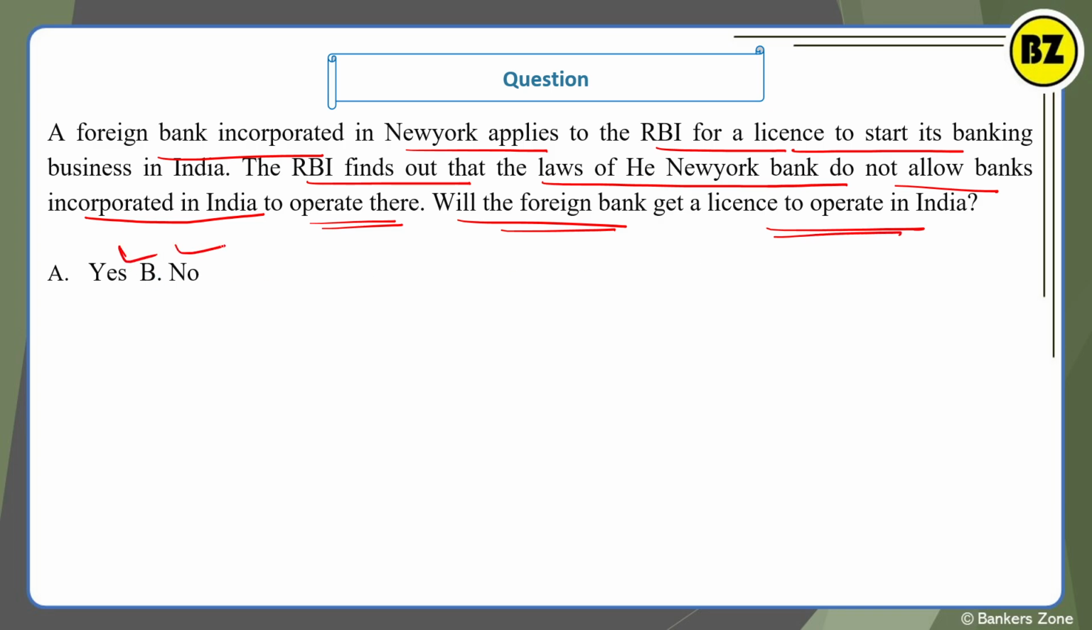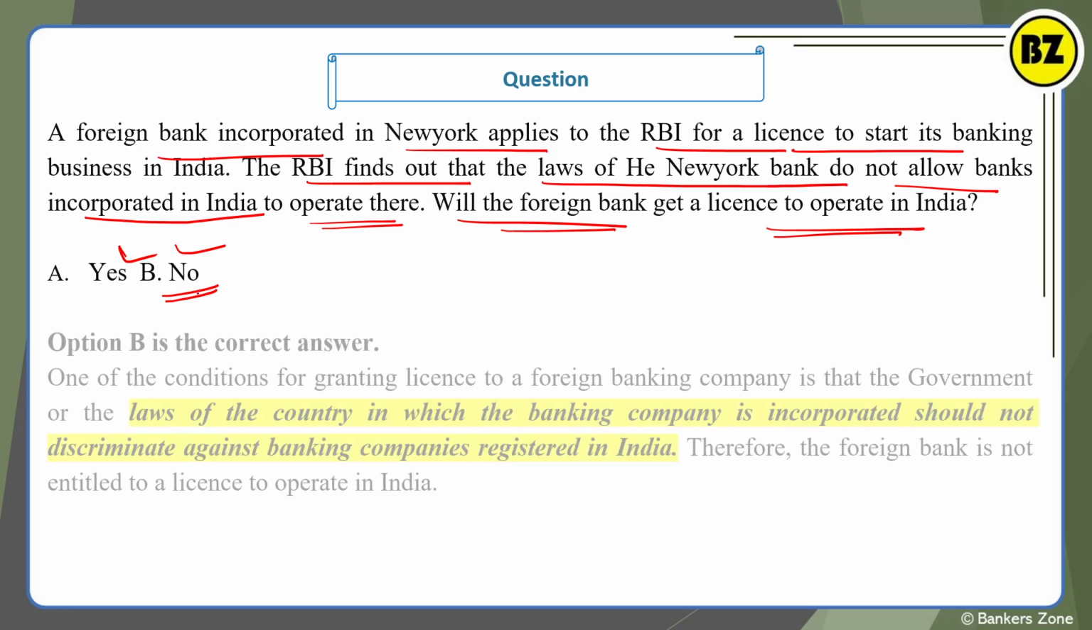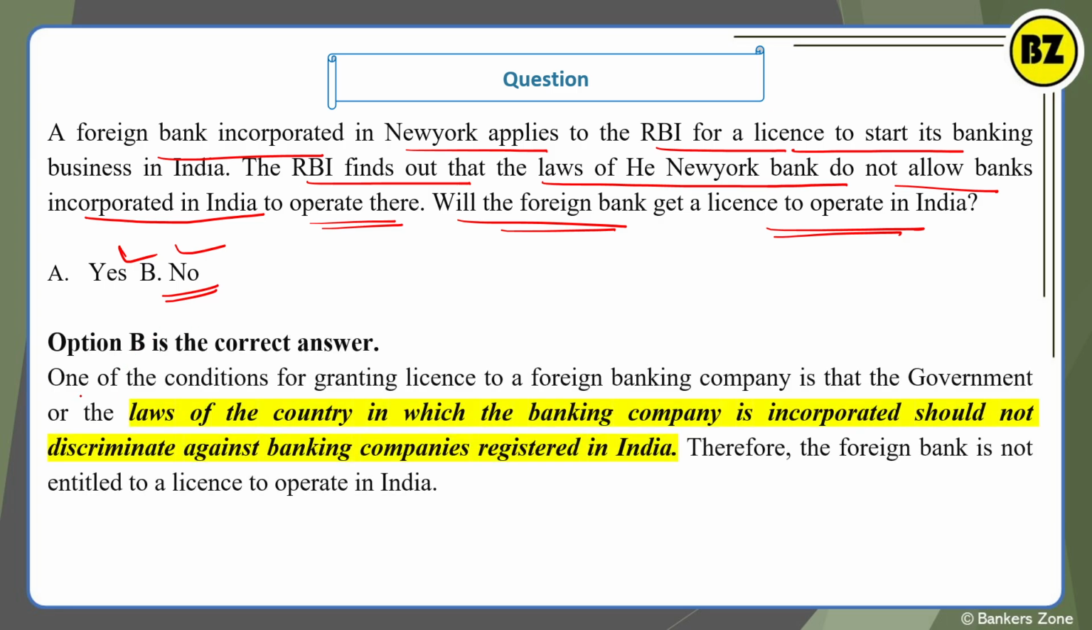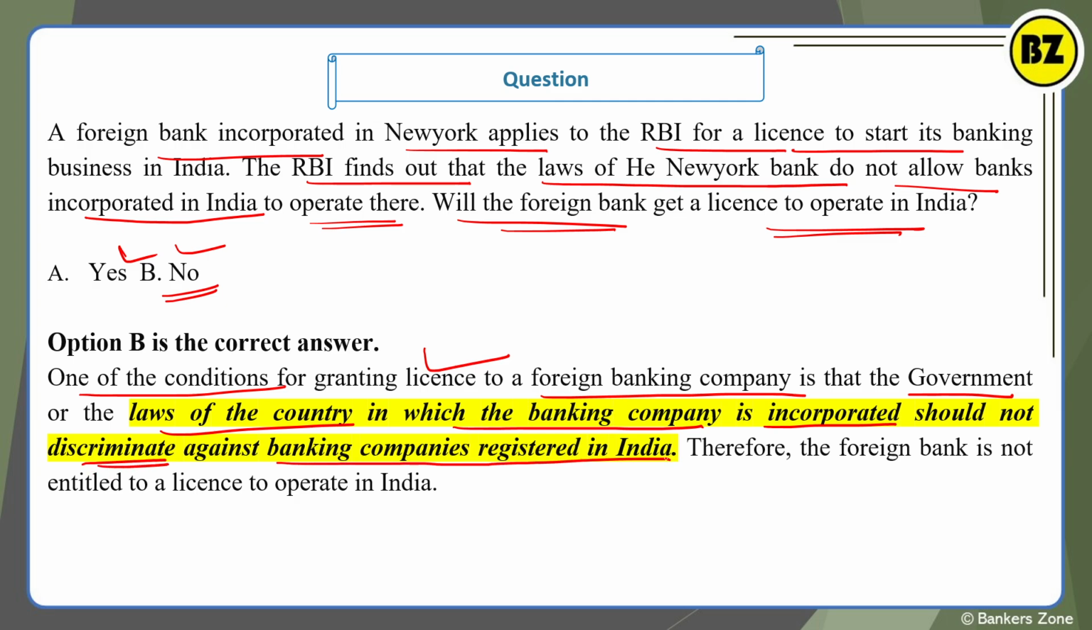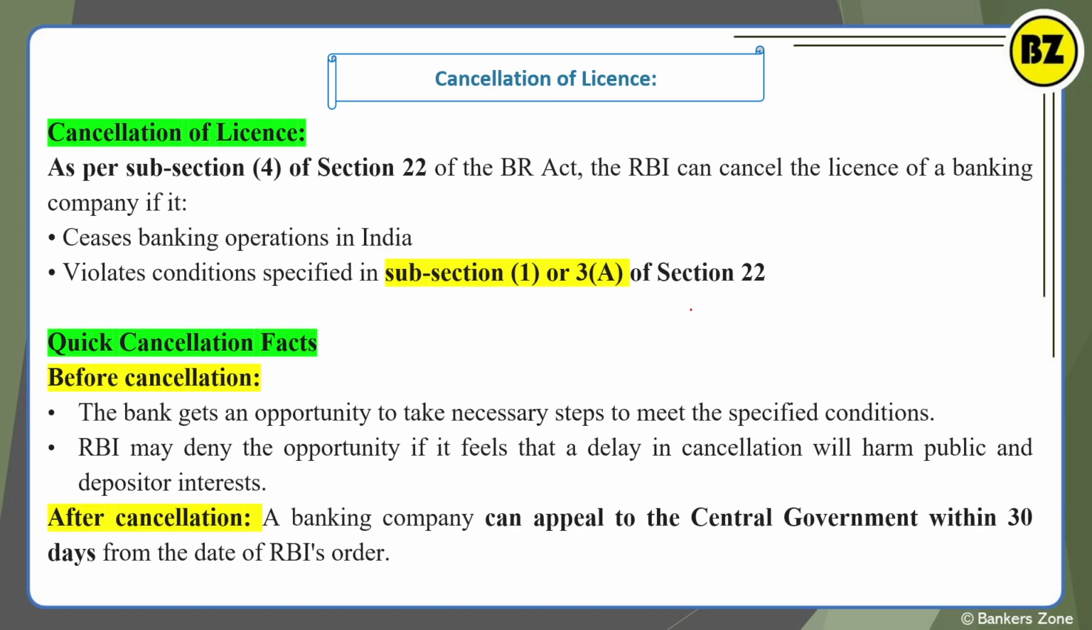Yes or no? The correct option is again no, because one of the conditions for granting a license to a foreign banking company is that the government or the law of the country in which the banking company is incorporated should not discriminate against banking companies registered in India. Therefore, the foreign bank will not be entitled to get a license in India. Very simple. They have to follow their own land's law first, right?